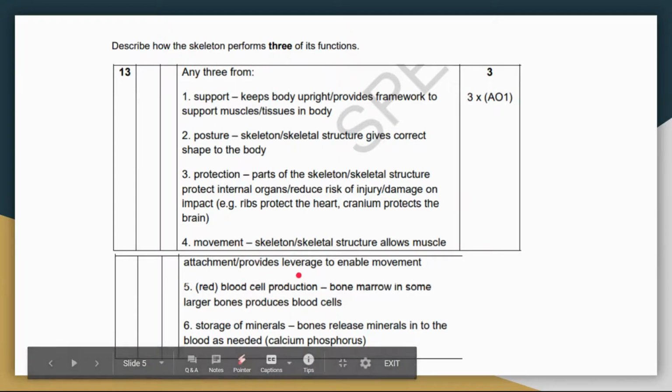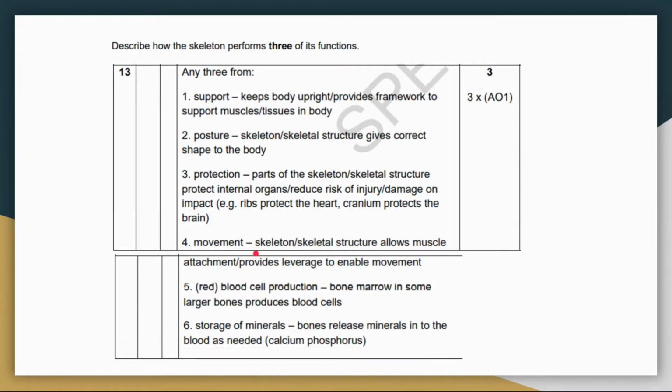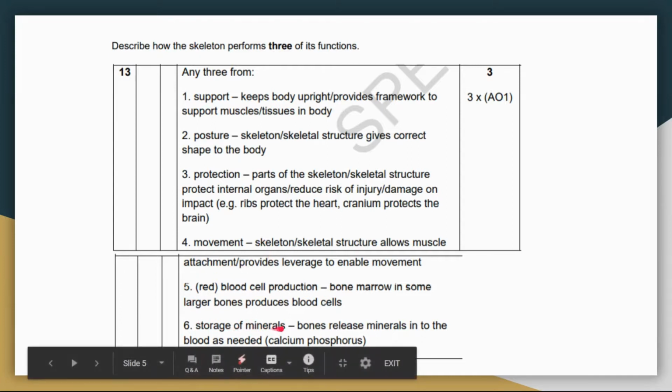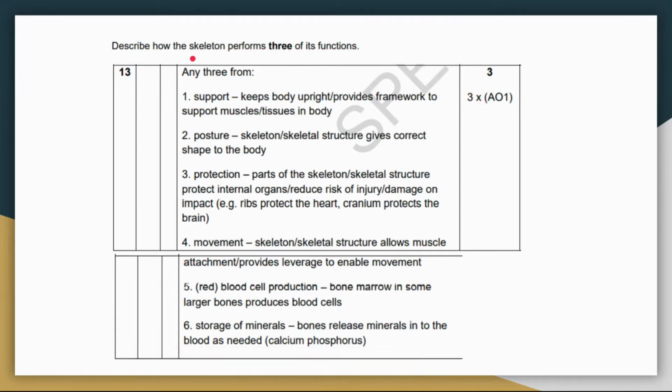Blood cell production, if we're given an example of red blood cell production or white blood cell production, you might have said why that is important. For example, red blood cell production, make sure that the body can deliver oxygen around the body. That would be enough for a mark. And finally, you might have put storage of minerals and given an example of calcium and phosphorus as well. So 3 marks in total, so you'd need 3 different functions to get each mark.